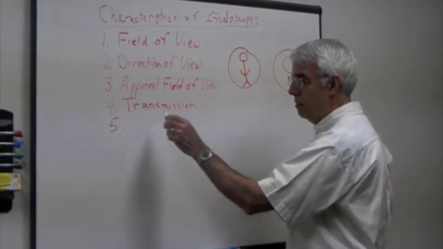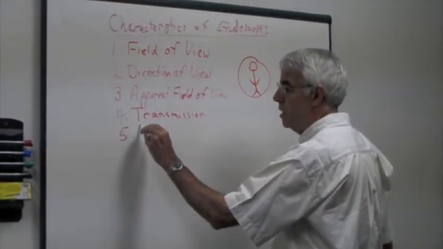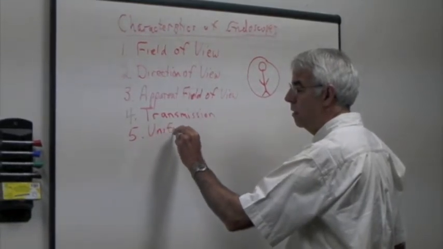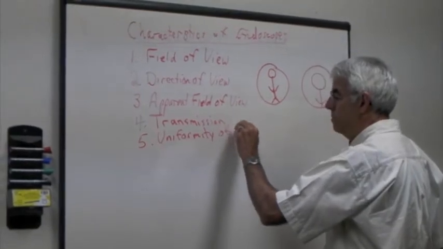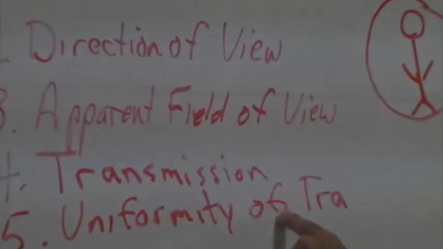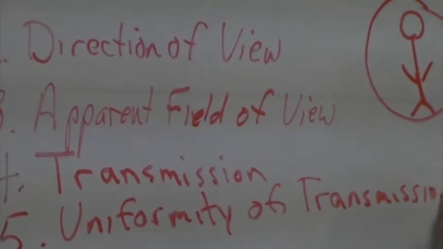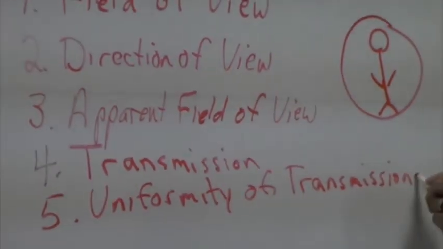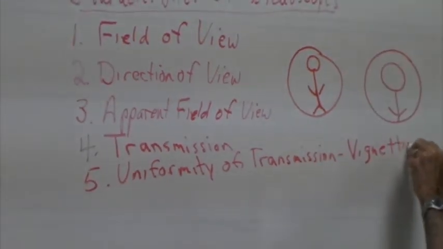The next really important characteristic concerns transmission, and it's the uniformity of transmission. The technical word for that is vignetting.